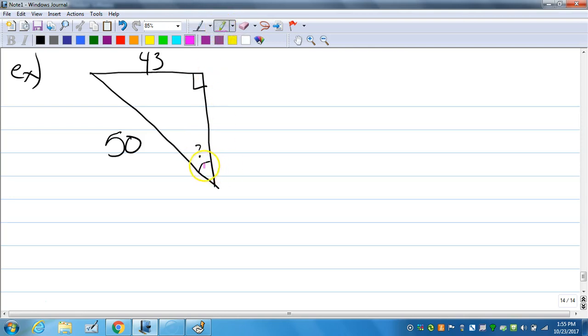Alright? First, here's my angle. This one happens to be way far away. This is my opposite. This one's across the 90. Across the 90 means hypotenuse. Yes, the one right next to it is the adjacent. You are correct. But do I have a number on the adjacent? No, which means we're not going to use the adjacent. I'm only going to use the O for opposite and H.